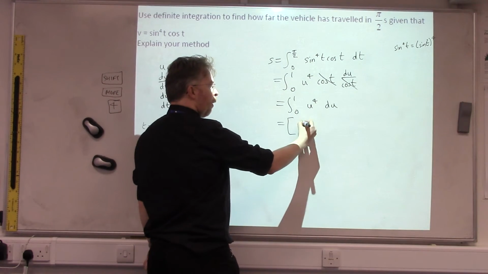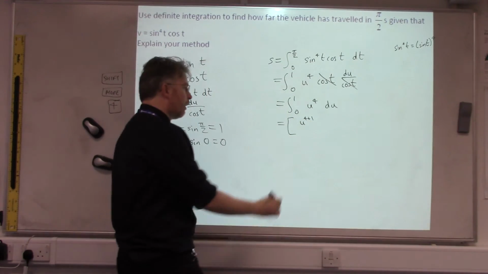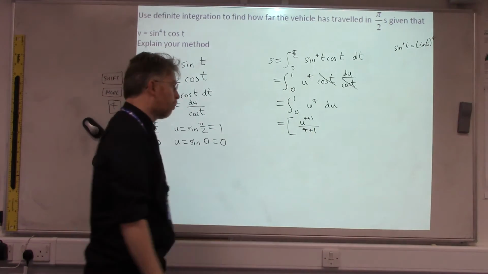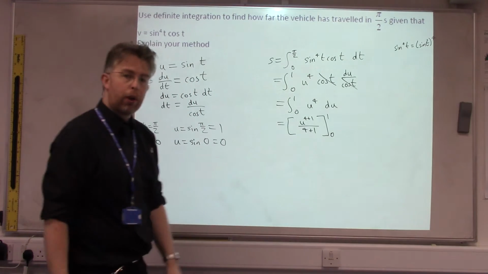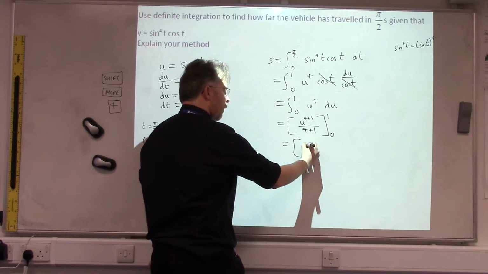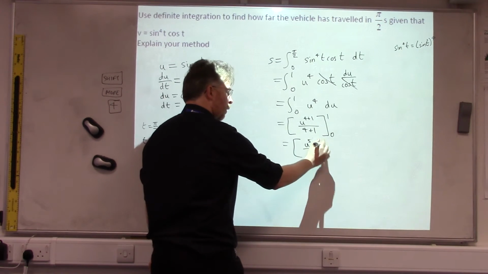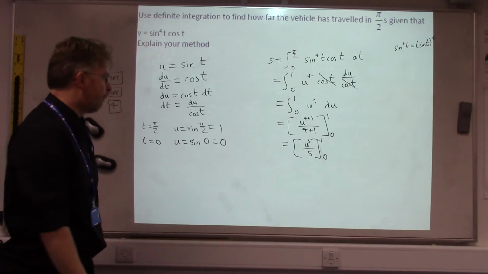So u to the 4, we add 1 to the power, 4 plus 1, we divide by the new power, so divide by 4 plus 1, limits 1 and 0. Let's tidy that up a bit. 4 plus 1 is 5. So replace both the 4 plus 1s with 5s.